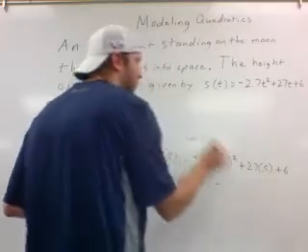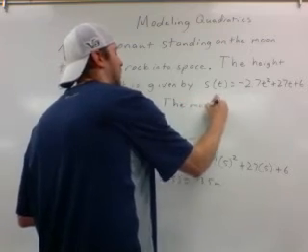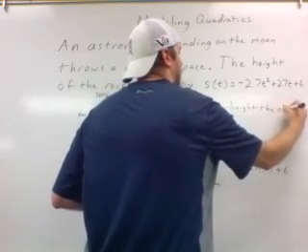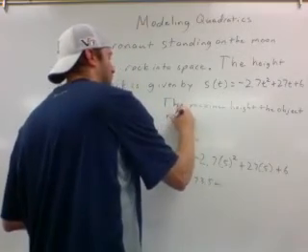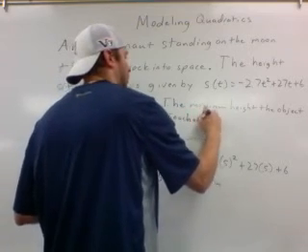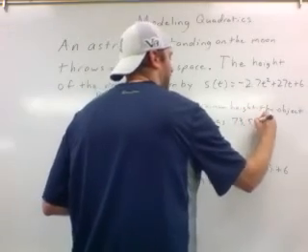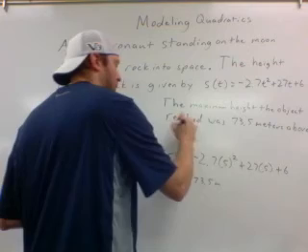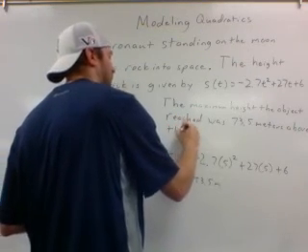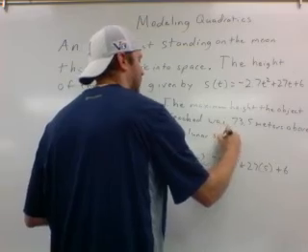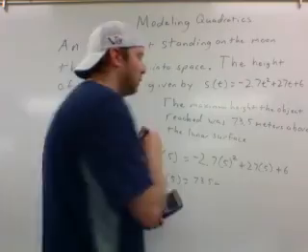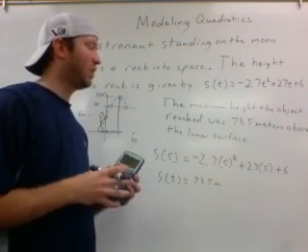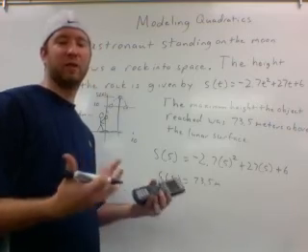So let's finish that up. So the maximum height the object reached was 73.5 meters above the lunar surface. Okay, so again, write that answer in a complete sentence. So the maximum height the object reached was 73.5 meters above the ground, or in this case the moon or the lunar surface.